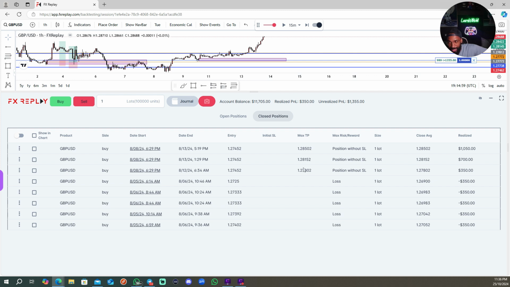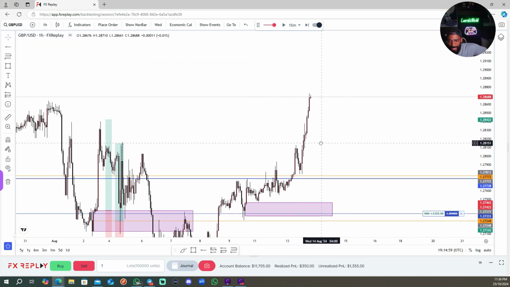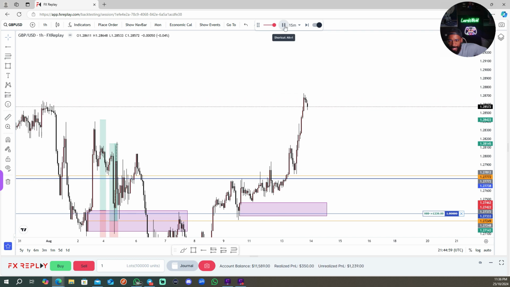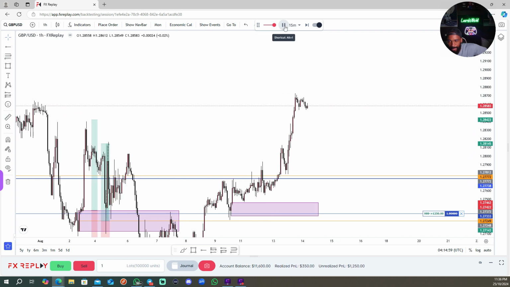And those 3 winning trades gave us a P&L of $350. So the P&L gave us 1,355. That's the profit that we were able to break through. We started with a 10K account, and now we've managed to have $1,355 of profit. Now, ultimately, naturally we're going to expect that price can always pull back and take more entries, right?